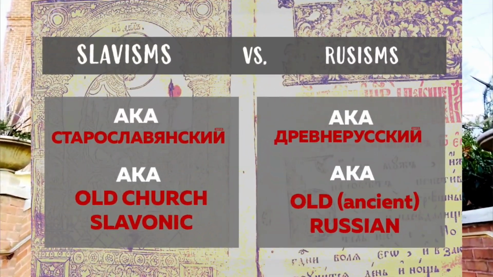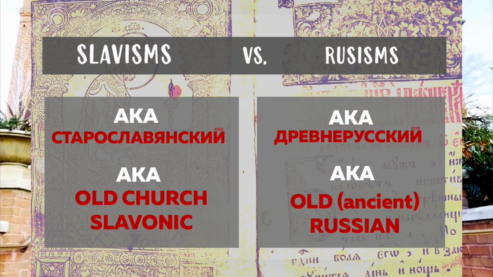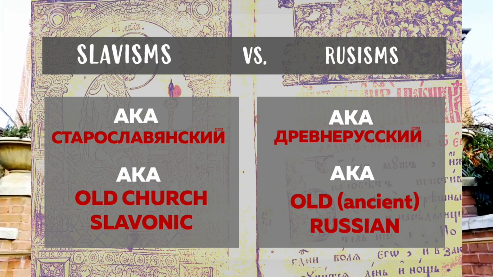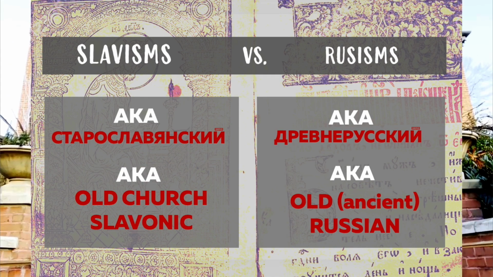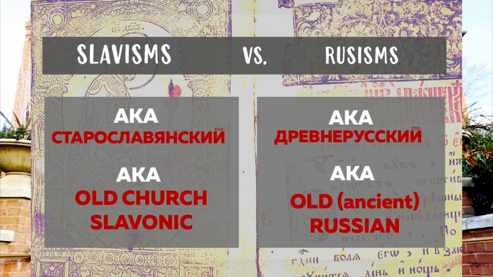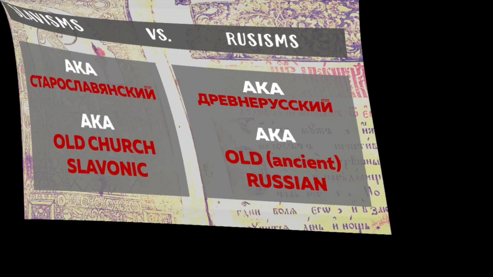So modern-day Russian has a lot of words that came from Древнерусский, ancient Russian, or Staroslavyansky, which is Old Church Slavonic. And in today's video, I'm going to tell you how you can identify whether something you're looking at is a Slavism or a Russism.